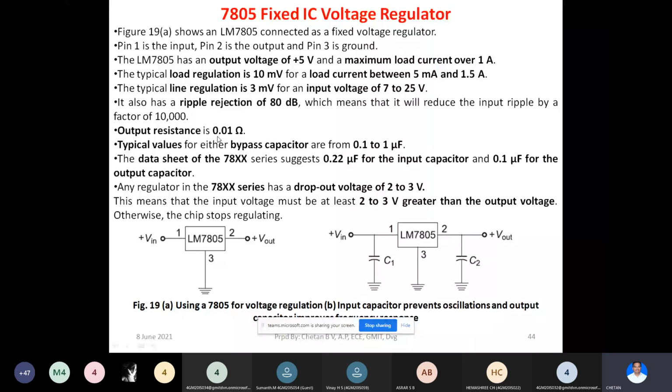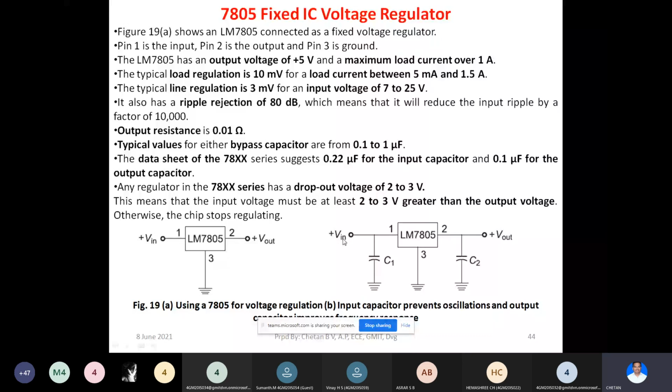And one more important feature whenever we are using this 7805: we are connecting two external capacitors, C1 and C2. These are called bypass capacitors. The purpose of C1 is to prevent oscillations at the input side. You already know that Vin is the unregulated output from a rectifier or a capacitor filter.